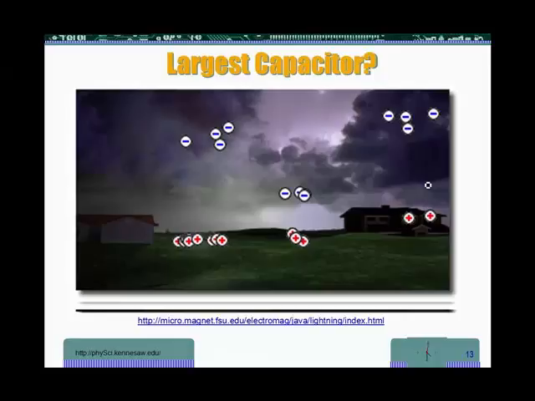One last thing to mention before we stop describing capacitors, probably one of the largest capacitors we deal with every day is the capacitor made up of the ground and the clouds. Whenever there are clouds overhead, we are inside a huge capacitor because of the charges at the bottom of the clouds that are usually negative, resulting in positive charges at the surface of the Earth.